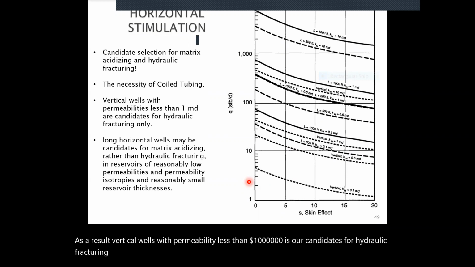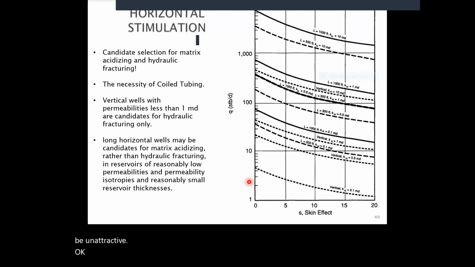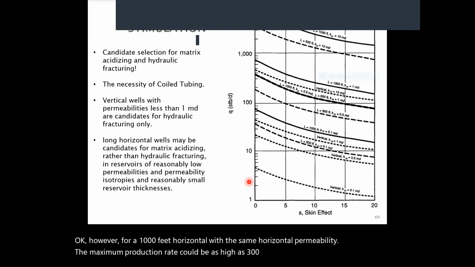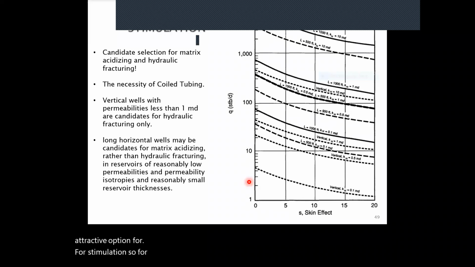For a 500 feet horizontal well and horizontal permeability of 0.5 millidarcy, the maximum production rate is shown to be about 180 barrels, which may still be unattractive. However, for a 1,000 feet horizontal well with the same horizontal permeability, the maximum production rate could be as high as 360 stock tank barrels per day, which could be attractive for a stimulation.